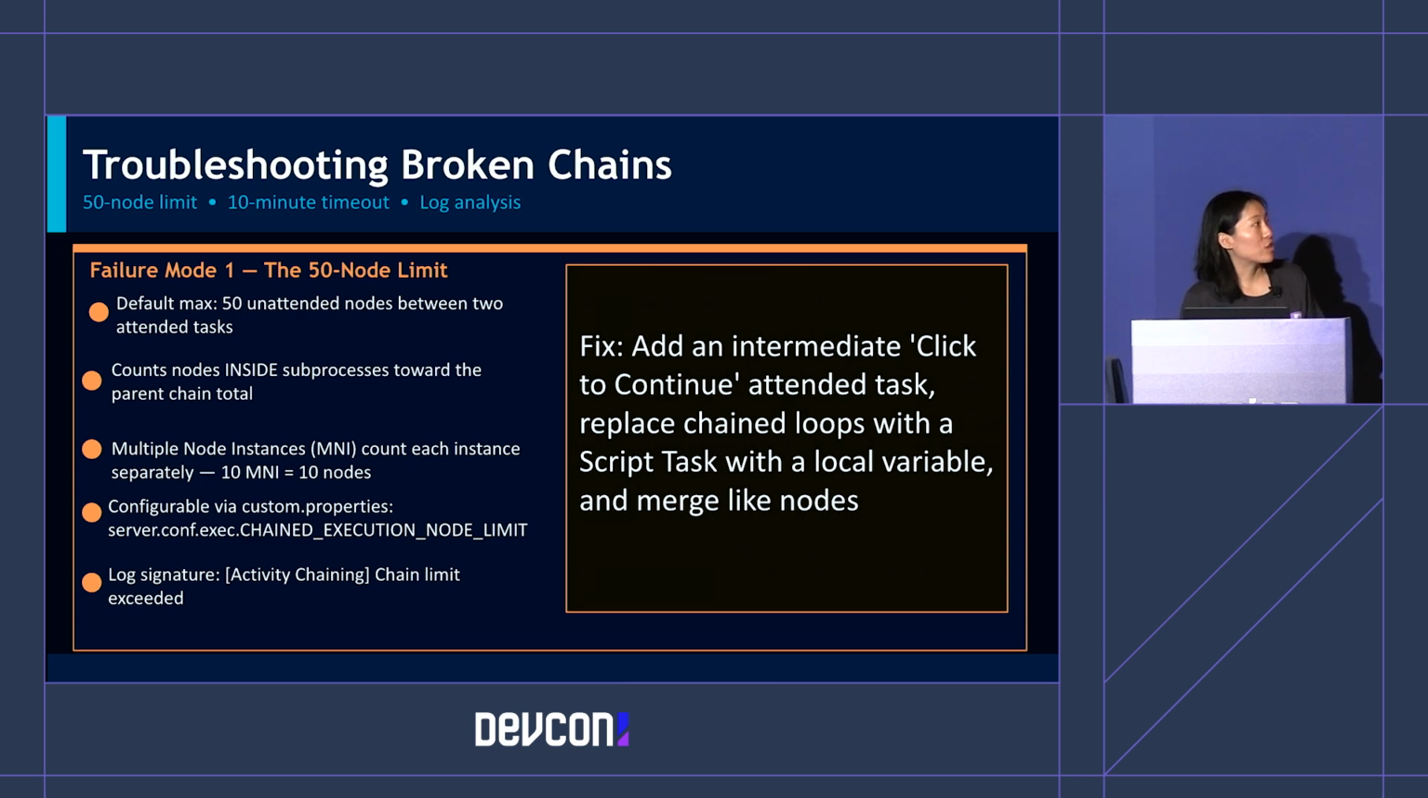Some other important things to note when we're trying to decide what counts towards that 50 node budget is that when we're activity chaining through subprocesses, all nodes count within the subprocess.